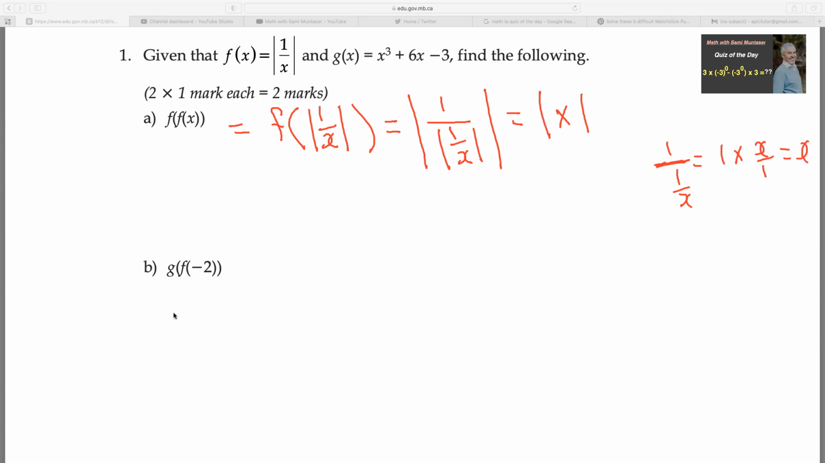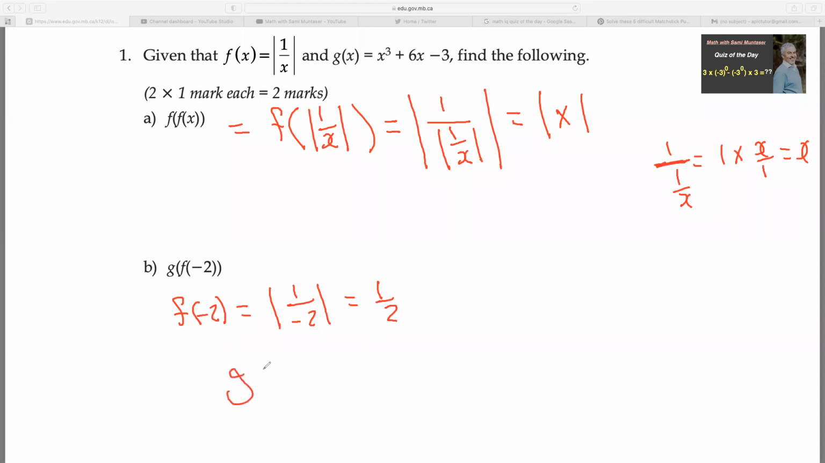How about g of f of negative 2? So the best way to do this, find f of negative 2 first, which is the absolute value of 1 over negative 2. You sub in negative 2 for x. So the absolute value of negative 1/2 just gives you positive 1/2, and that's your answer. Now, that's the answer for f of negative 2, though.